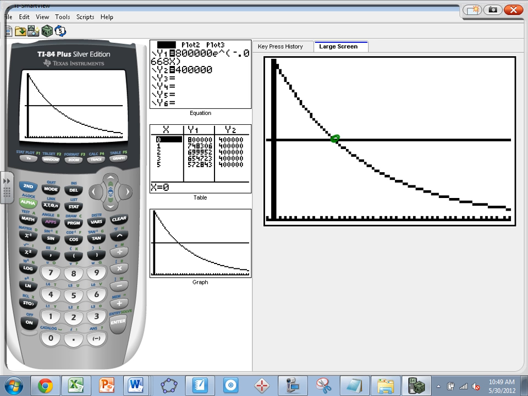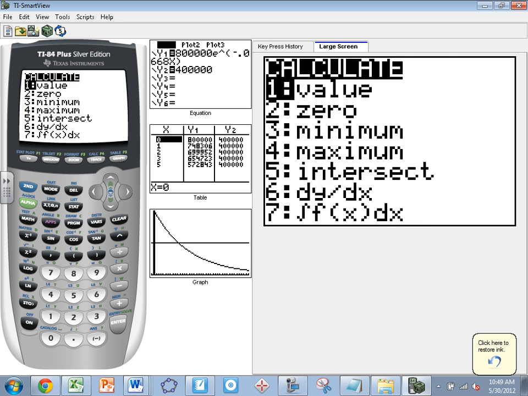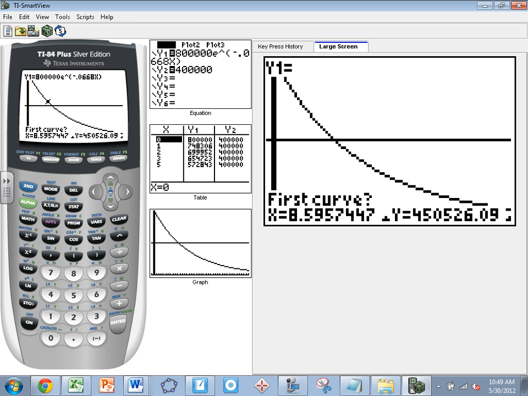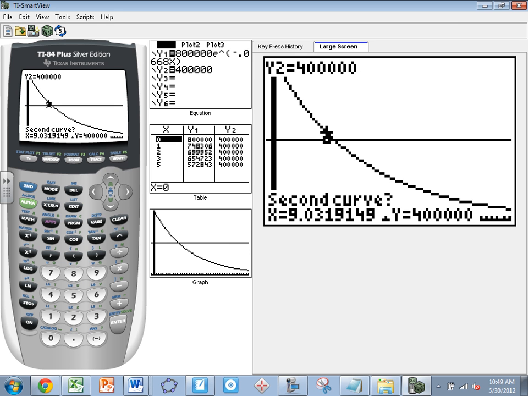Second calc. Very good. Number 5. First curve, go over. Okay, I'm close. Stop, cursor. Thank you. Hit enter. Second curve, hit enter. Guess, between, hit enter. So what does this mean, 10.376? What does that represent? Time. The time it takes, okay, in what units though?